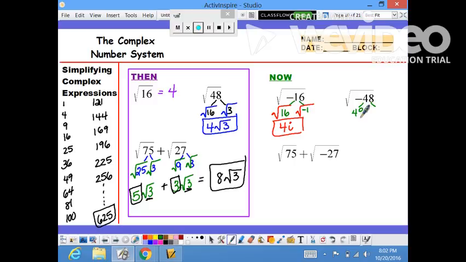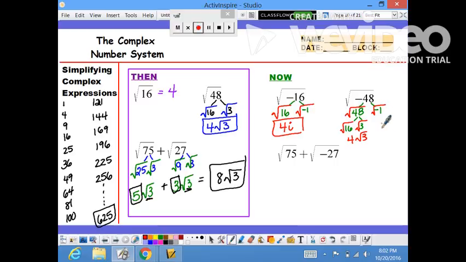So we know 48 times negative 1 gives us negative 48. We need to take the square root of 48 and the square root of negative 1. Well, we've got to go back and break down 48 first into a perfect square and another number. So that's 16 and 3. Now take the square root of 16 and the square root of 3. The square root of 16 is 4. We have the square root of 3 there that we don't know.